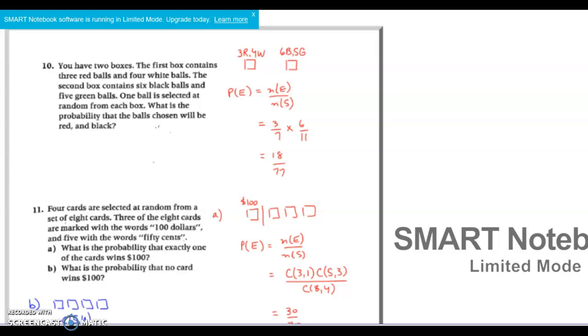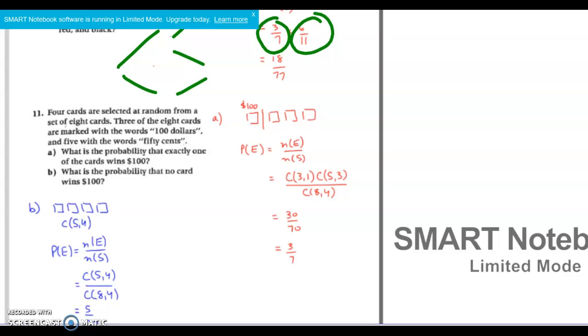You have 2 boxes. The first box contains 3 red balls. Same sort of thing here, except, sorry, this is 2 different boxes. I'm sorry, this is not the same sort of thing. So you figure out the probability of success in the first one. So 3 out of 7 chance of success in the first one, 6 out of 11 on the second. You could draw a tree for this too. I wouldn't bother, and you just multiply the 2 together.